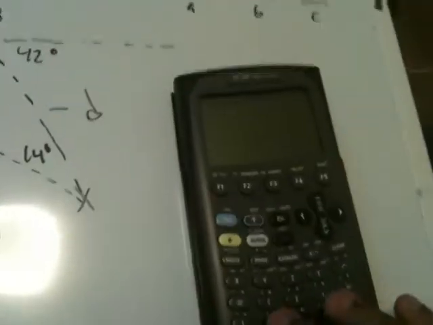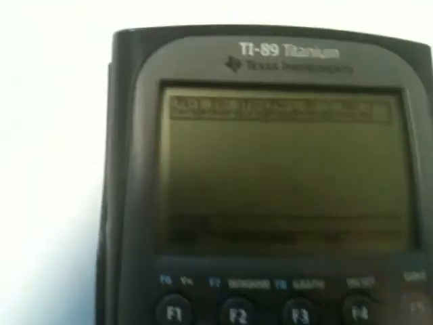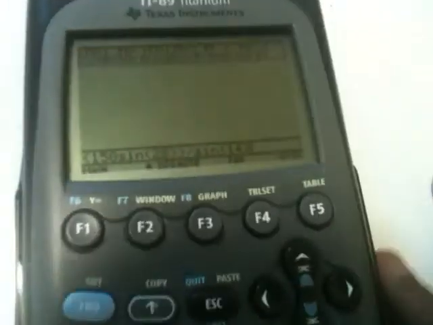Just so you know, I'm filming this with one hand and doing work with the other. So, let's plug in what we have. We have 150 times the sine of 28 degrees over the sine of 14 degrees. And I'm going to use the approximately equal sign, because we're not going to get an exact value, because these values are irrational.